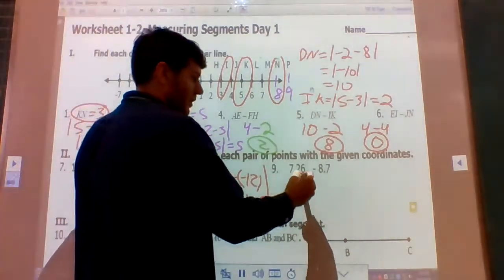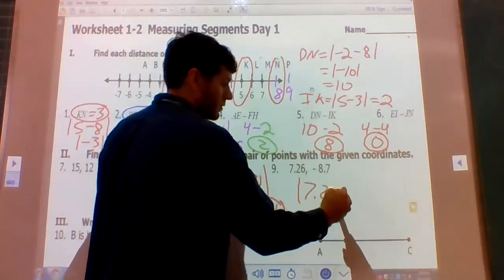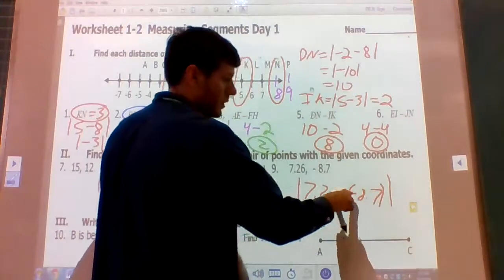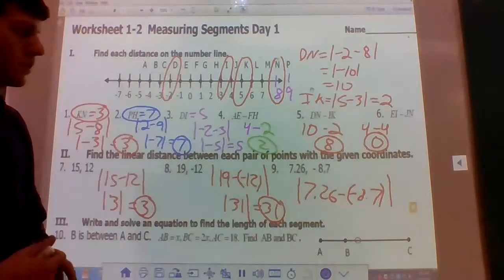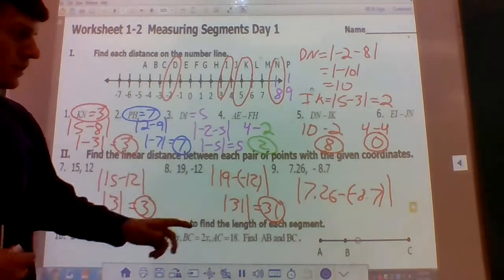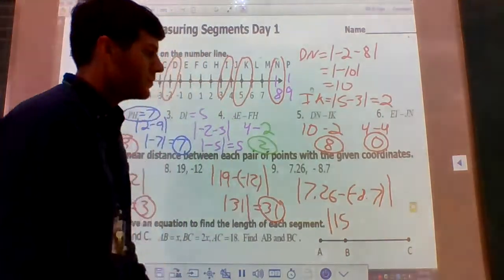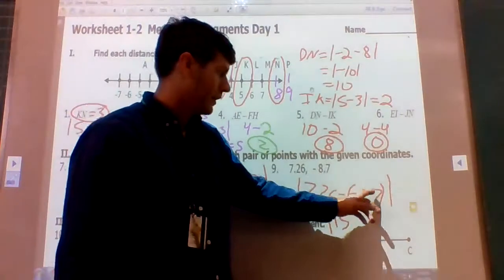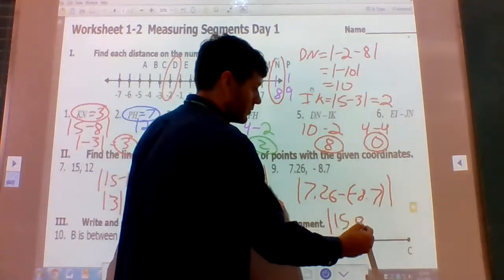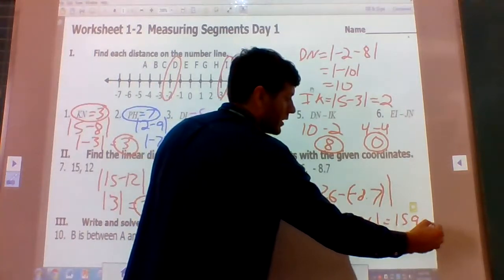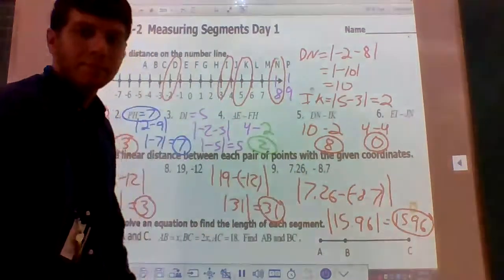Here we take the absolute value of the difference, so 7.26 minus -8.7. Again, that becomes a plus: 7.26 plus 8.7. Let's see, 7 and 8 is going to be 15. And then that's going to be 15.96. Okay, so the absolute value of 15.96 is 15.96.